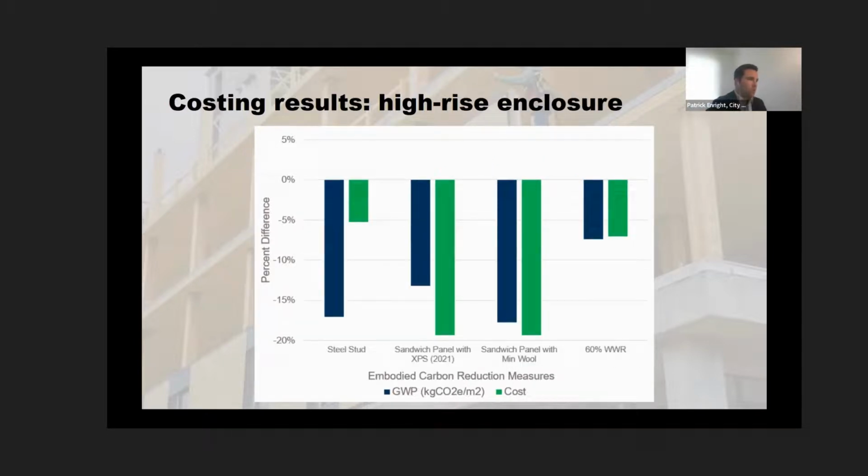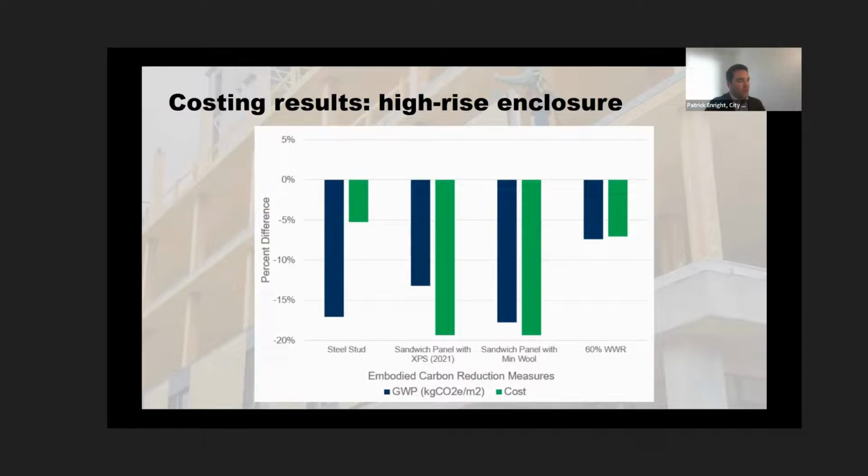When we look at the enclosure, there were some other enclosure options that were studied. The baseline in this case was aluminum frame window wall enclosure. And looking at some of the other options out there, and I know window wall is probably the most common that we see in high rise. That's why we chose it as the baseline.